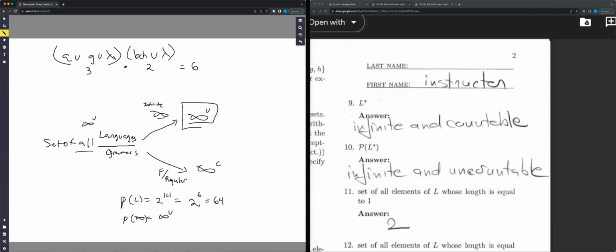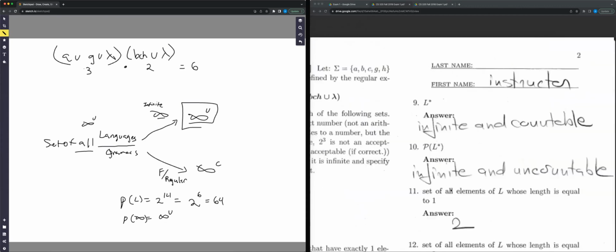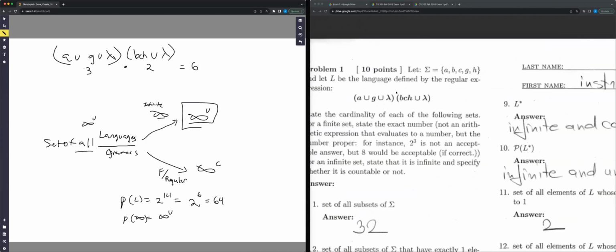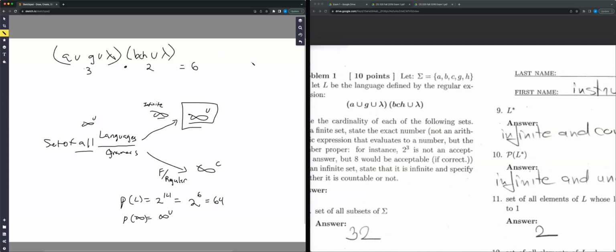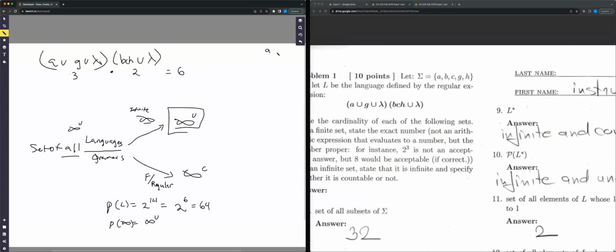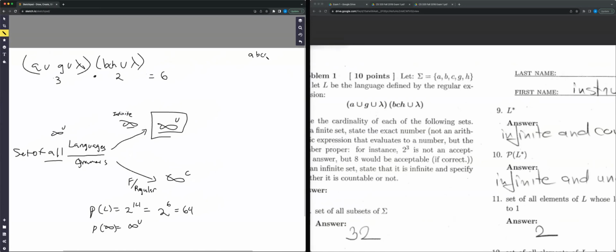So this is automatically infinite and uncountable. This is the set of all elements of L whose length is equal to 1. So now we're looking specifically at L, and L is pretty small. So what we're going to do is write out all the possible strings. There's only 6. So the first one is just A, then A, G, then B, C, H, then B, C, H, G, or just B, C, H, or lambda. So these are my 6 strings.